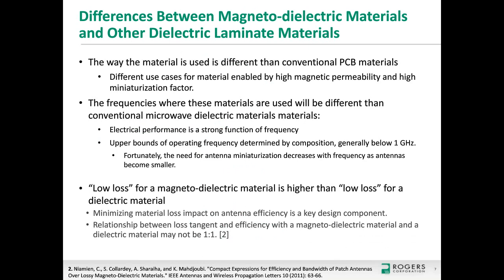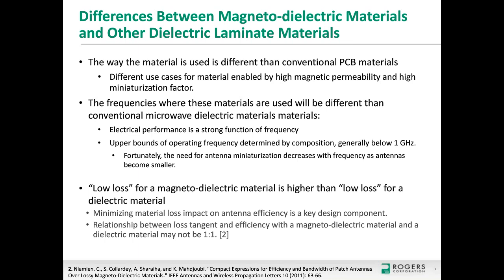Now, the way you'll use these materials is a little bit different than maybe a conventional PCB material, where you're just simply going to etch a circuit pattern on the top. And that's a result of the properties of the material. So the frequencies at which these materials are used are typically in lower frequency ranges, which is also fortunate in that the antennas are also larger at these frequency ranges, so there's a greater demand for antenna miniaturization. The electrical performance, as we've already mentioned, is a strong function of frequency.